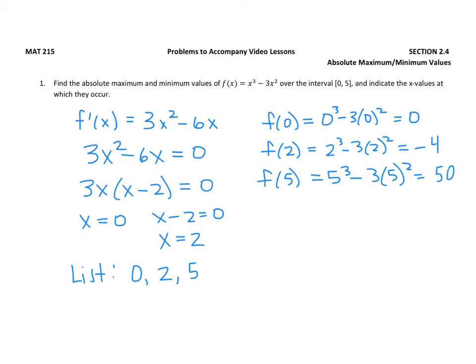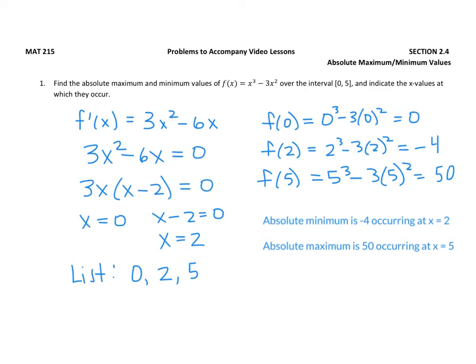Now what we do is we compare these function values. So here we have 3 function values. The largest one is going to give us our absolute maximum, and the smallest one is going to be our absolute minimum. So since the smallest function value out of these 3 is a negative 4, that is our absolute minimum over our closed interval.